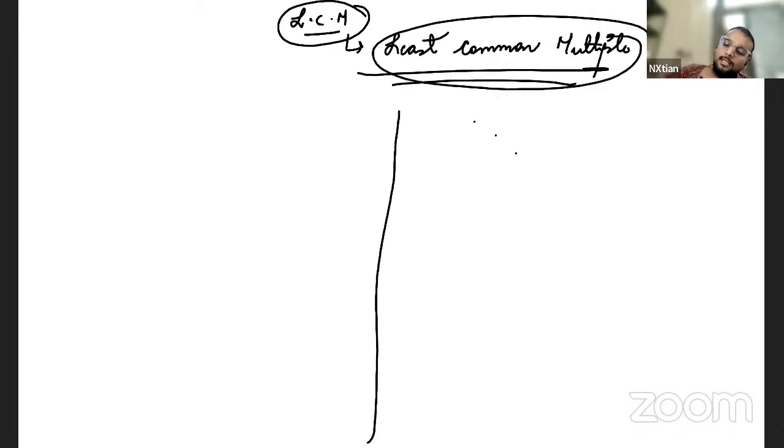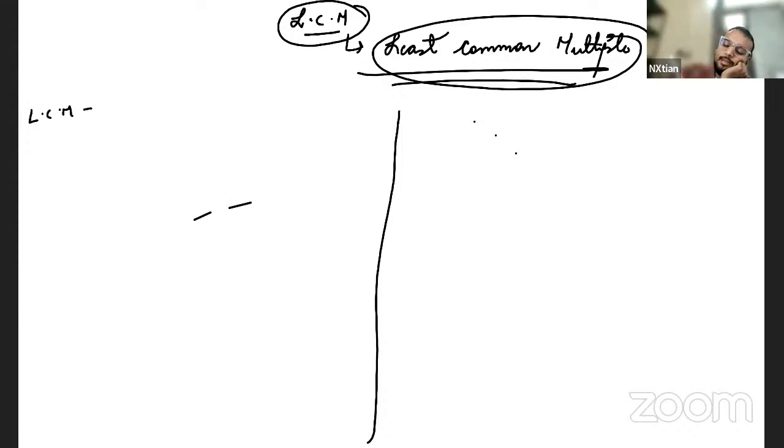So now we'll learn the LCM part. What is the meaning of LCM, Joshua? Least common multiple. Yes, least common, lowest common. Okay, now we will do the LCM part. The LCM part is like this.